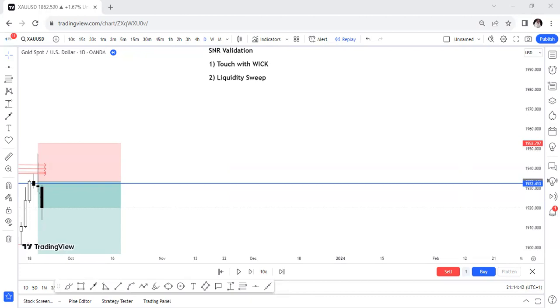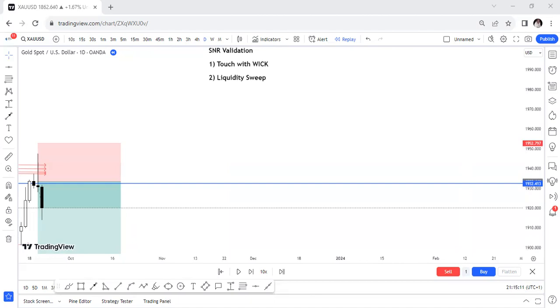So when you see price tap into that low and take out liquidity and is running upward, that's a very strong signal that the liquidity will be swept off this low. Liquidity will be swept off this high. Liquidity has been swept off this low. So price will go to the opposite side to distribute. So that was my AMD trading concept. So I'm now using that to validate my SNR.